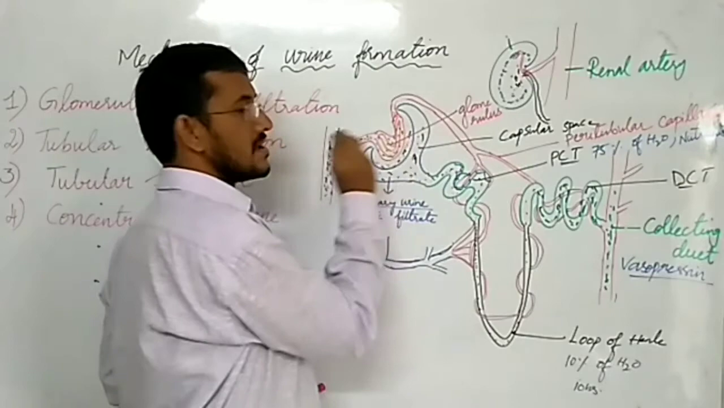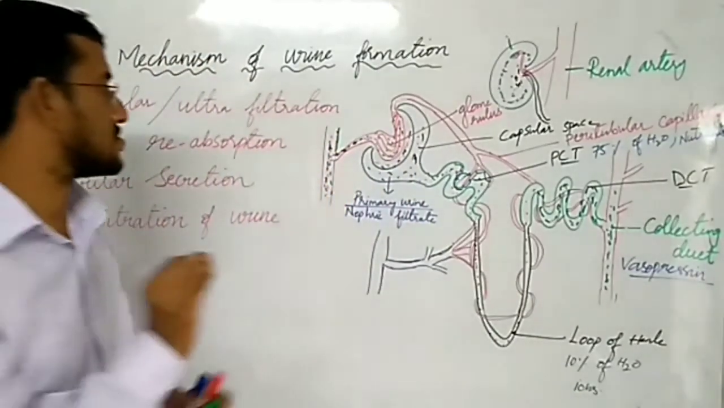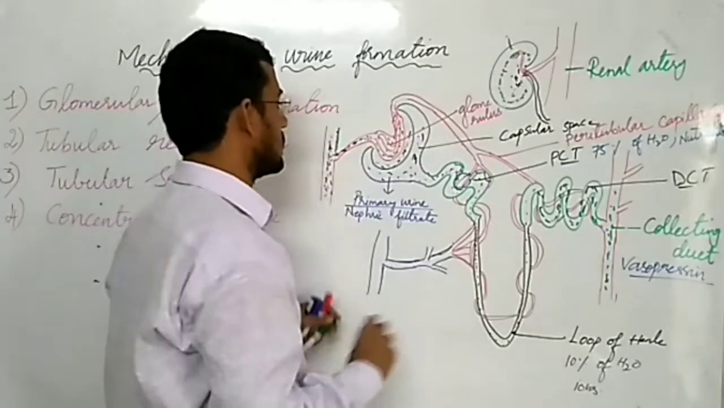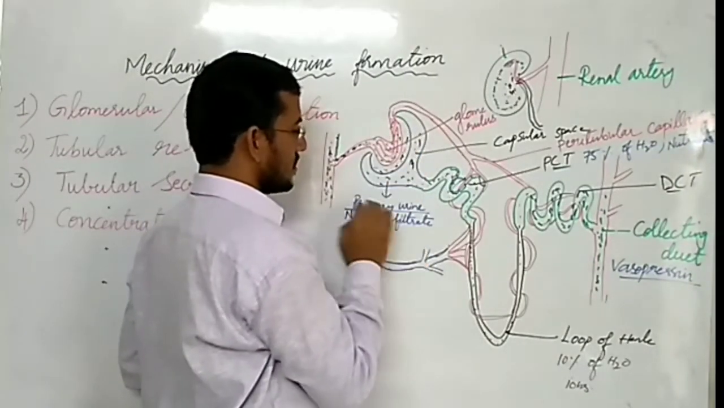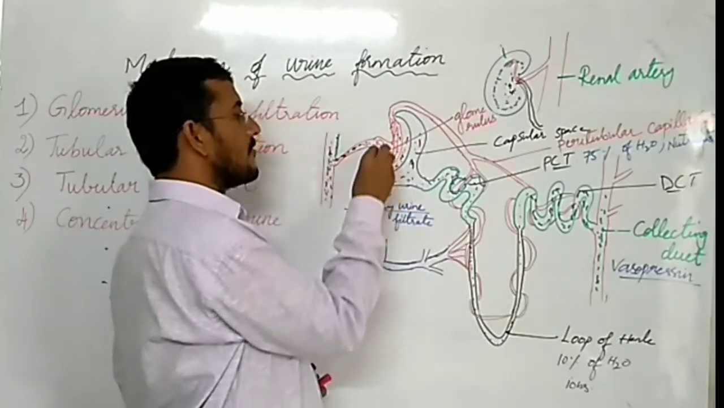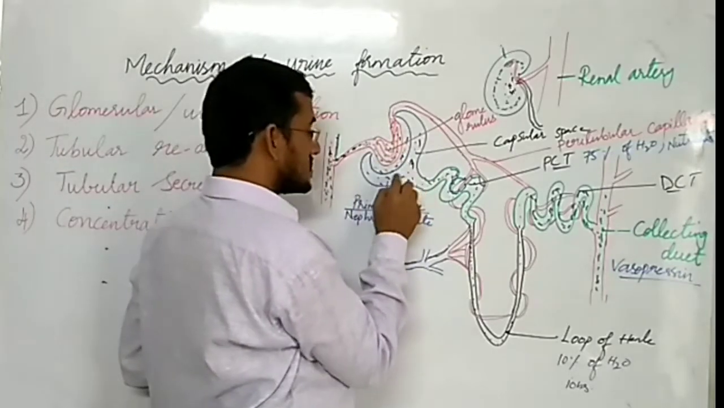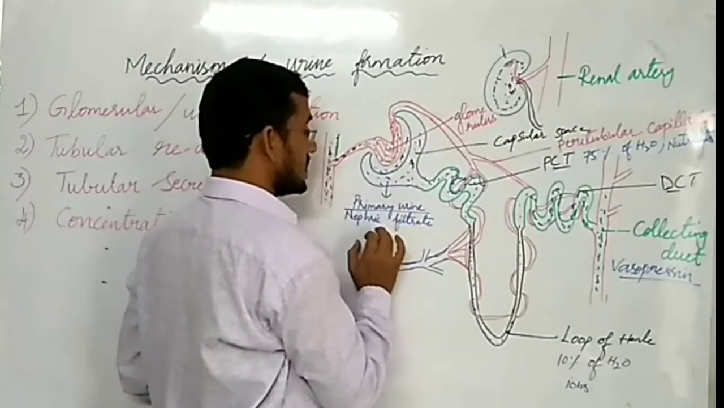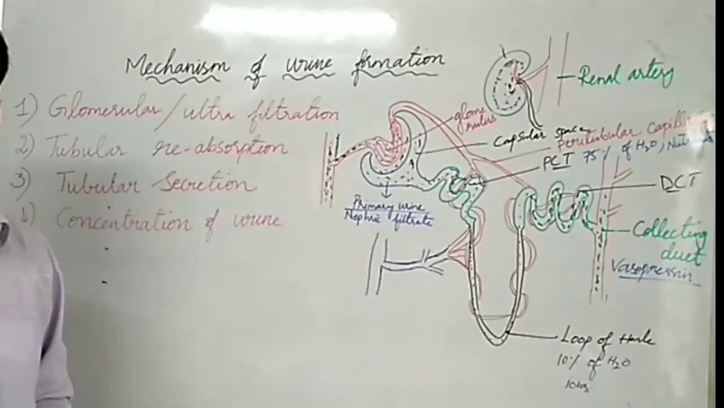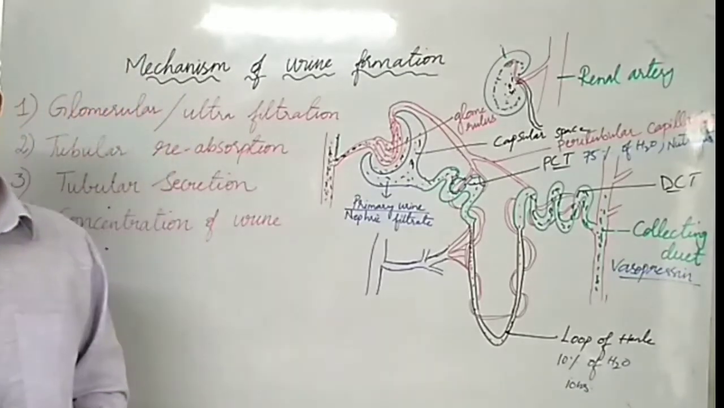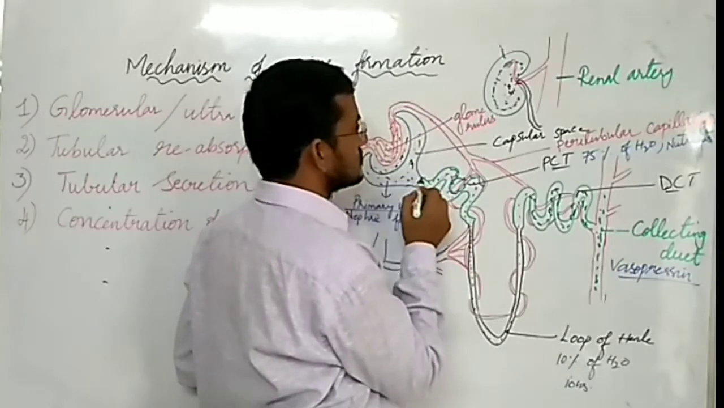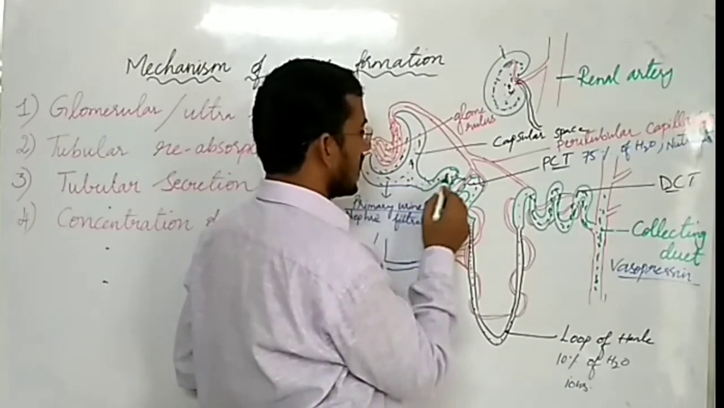These are capillaries, made up of a single layer of epithelial cells. From there, nephric filtrate or primary urine will enter into the Bowman's capsule. This nephric filtrate contains water, amino acids, salts, glucose. From Bowman's capsule, it comes into the capsular space, and from there it comes to PCT.